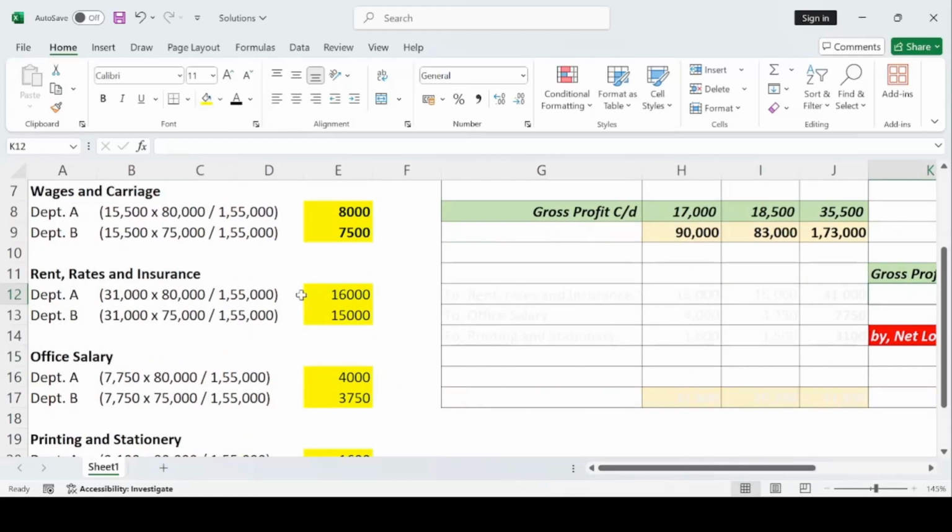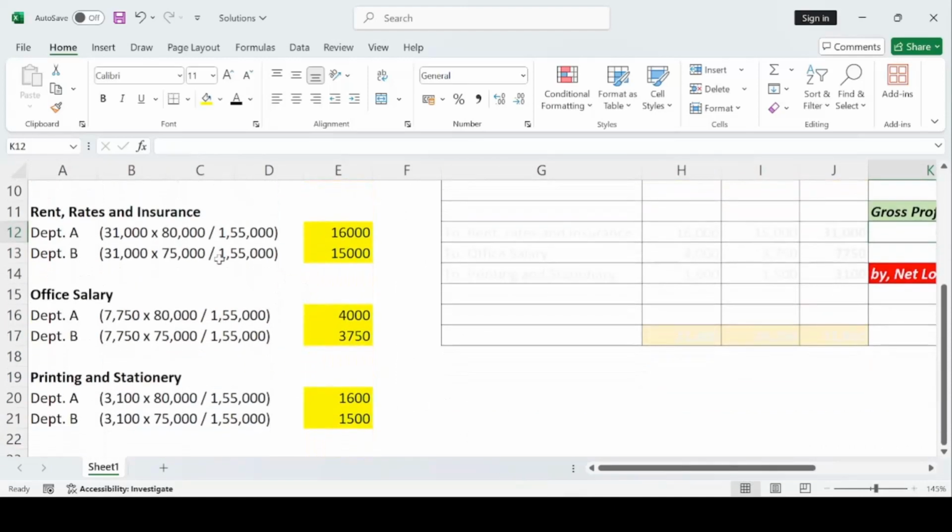So what are the indirect expenses we have? In this question we have totally 3 indirect expenses. Now what are those 3 indirect expenses we are having? First one is rent, rates and insurance. Second one is office salary. And third one is printing and stationery. So we have totally 3 indirect expenses. First let us write rent, rates and insurance. So I have written rent, rates and insurance.